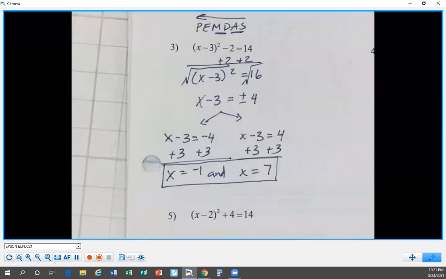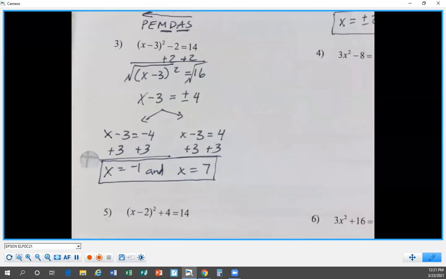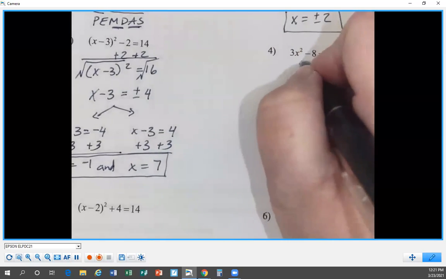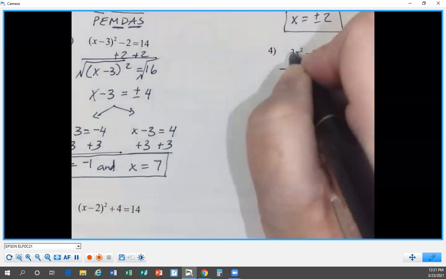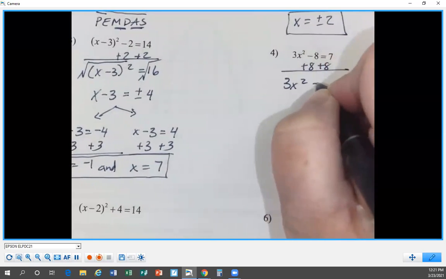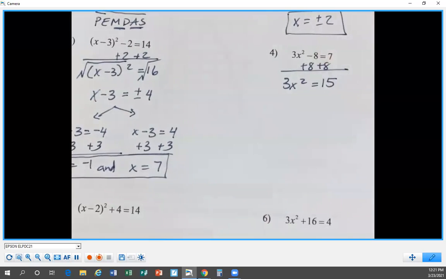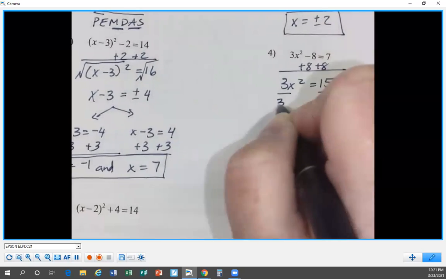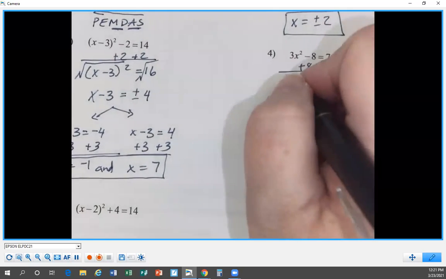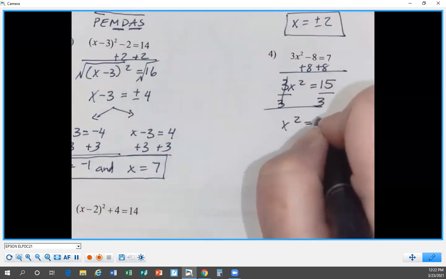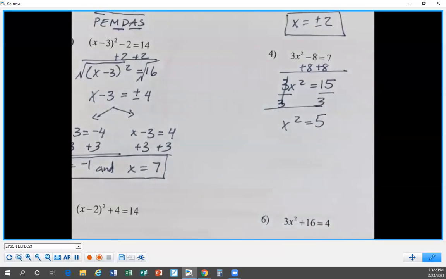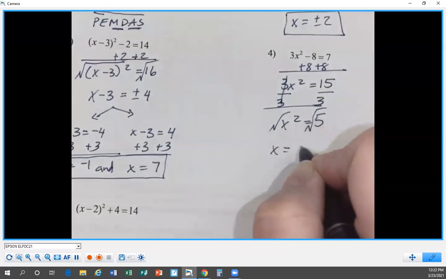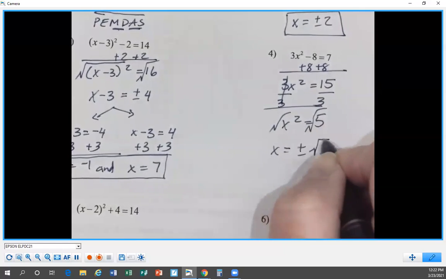Okay, number 4. Okay, we want to add 8 to each side. This gives us 3x squared equals 15. Our next step in the order of operations in reverse is to divide each side by 3. 3 divided by 3 is 1. So this leaves us with x squared equals 5. We take the square root of each side. x equals plus or minus root 5.